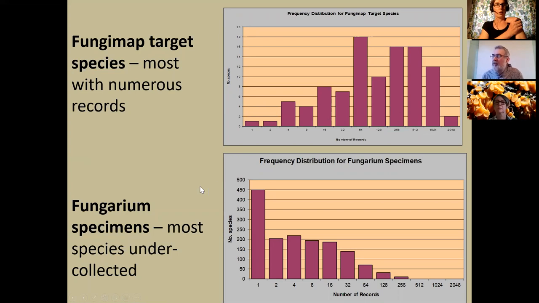But if we contrast that to a set of fungarium specimens, there are hundreds of species sitting in fungaria with only one or two or four records. So the bulk of the species of fungi that sit in fungaria, we hardly have any specimens of, and then there's a few that have 30s, 60s, 100s and 250s and so on.